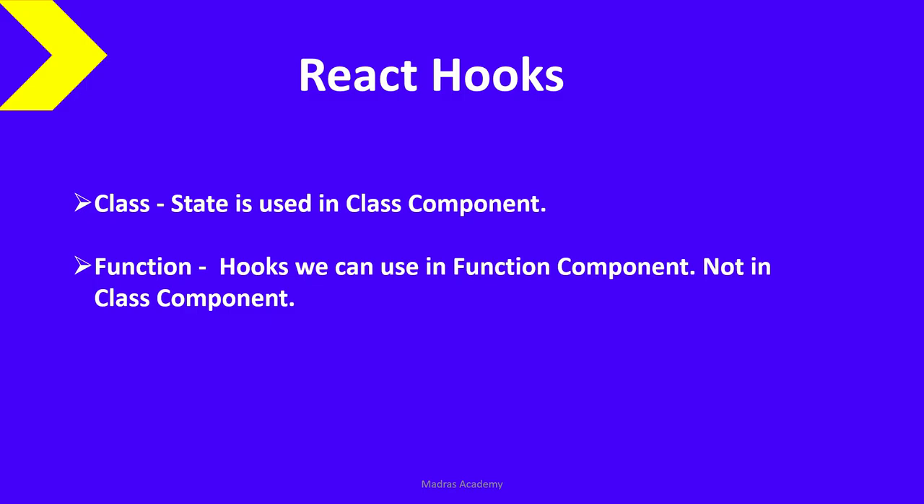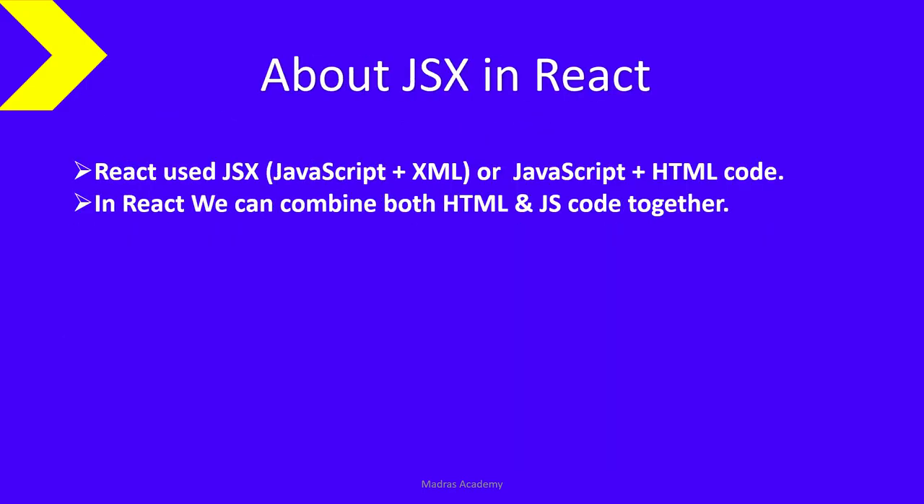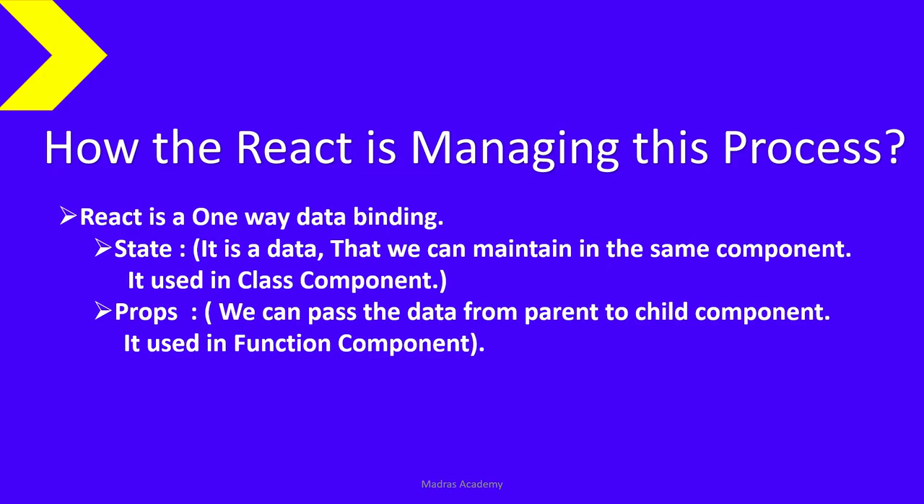I already explained about state and props. This is one way we can maintain data within the same component as well as between different components, and it is one-way binding, as I told you. State is maintained in a class and props is maintained in a function.